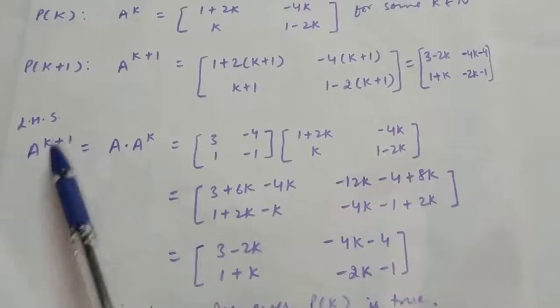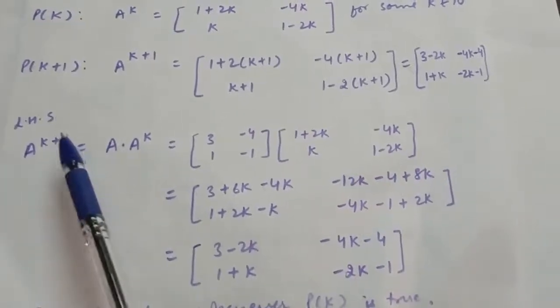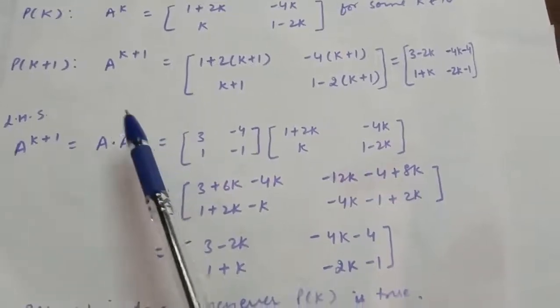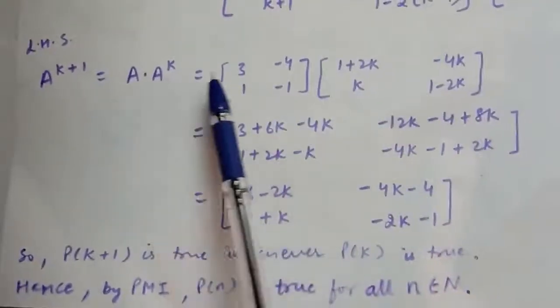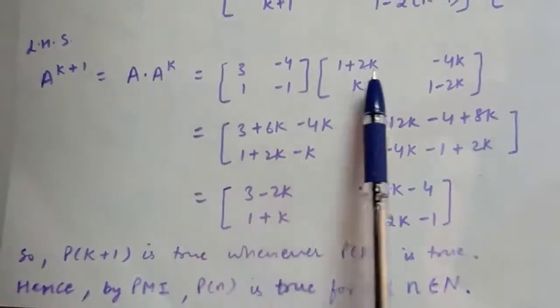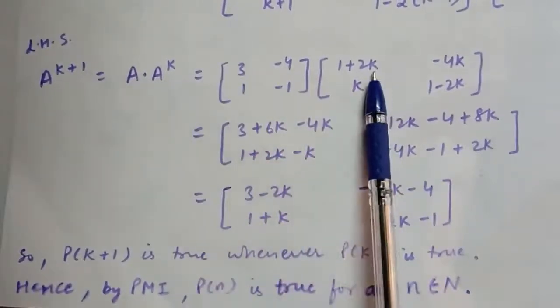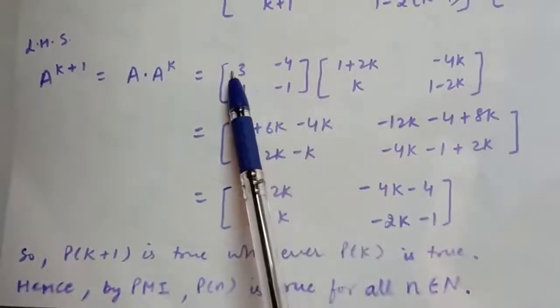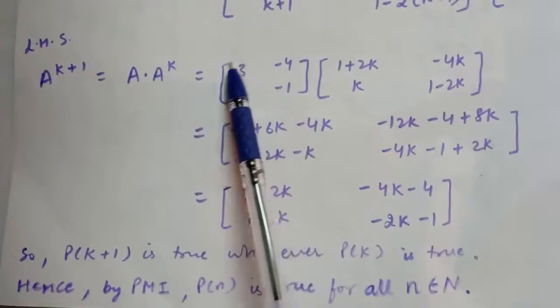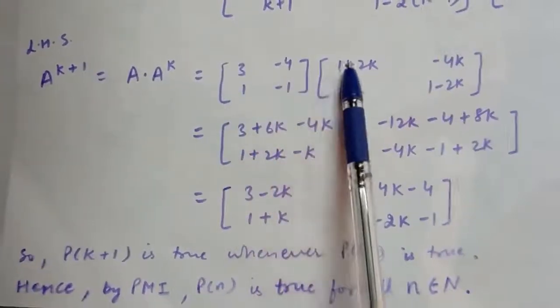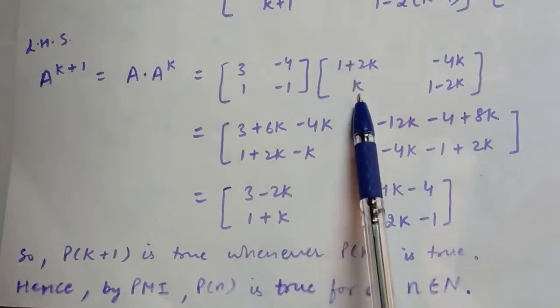Now taking the left hand side, A raised to the power k plus 1, it can be written as A into A raised to the power k. So A is given as this matrix and A raised to the power k we have assumed as this matrix, right? Now multiply these two matrices. For multiplying, multiply the corresponding elements of the first row with the first column of the second matrix.